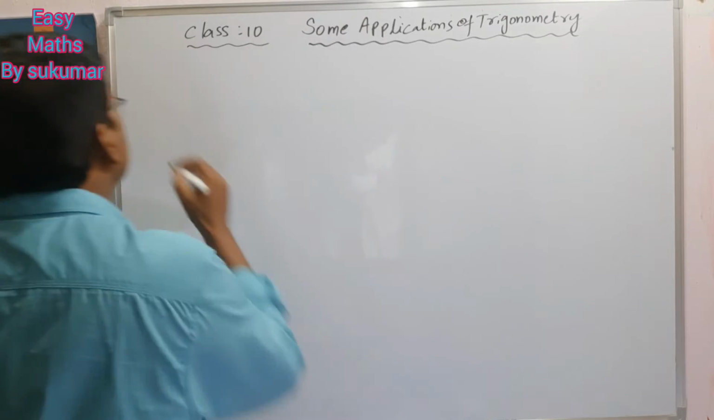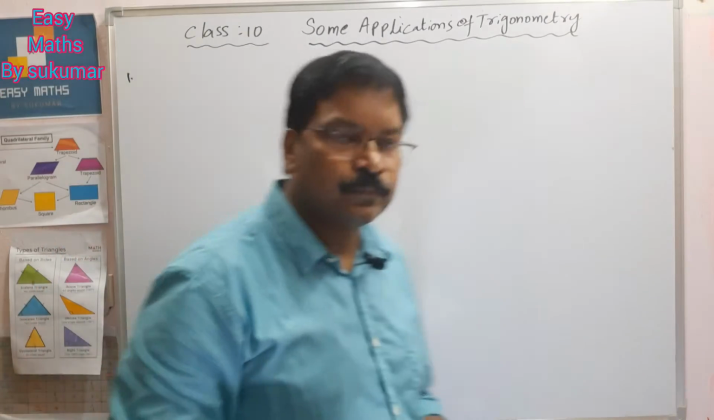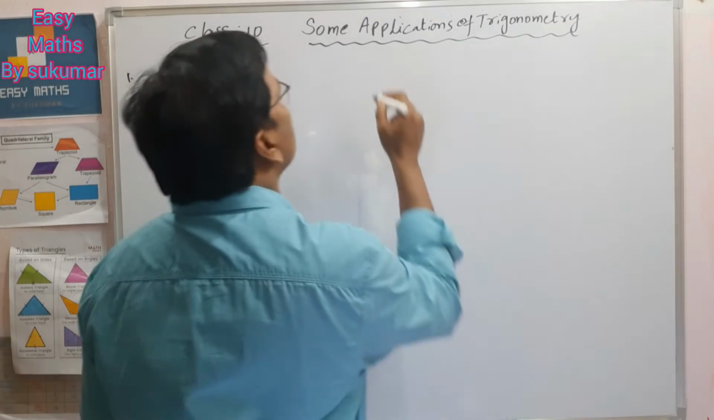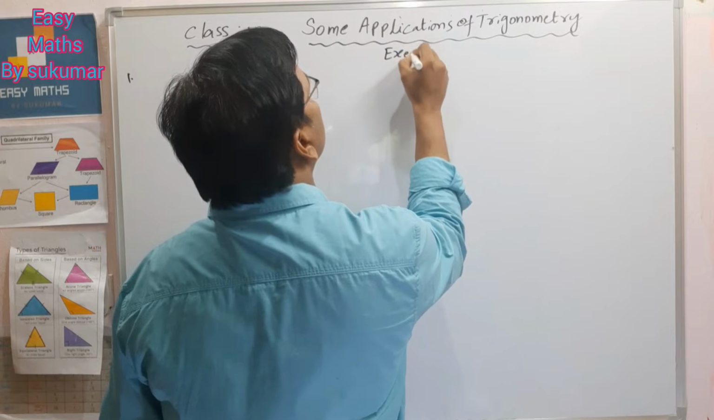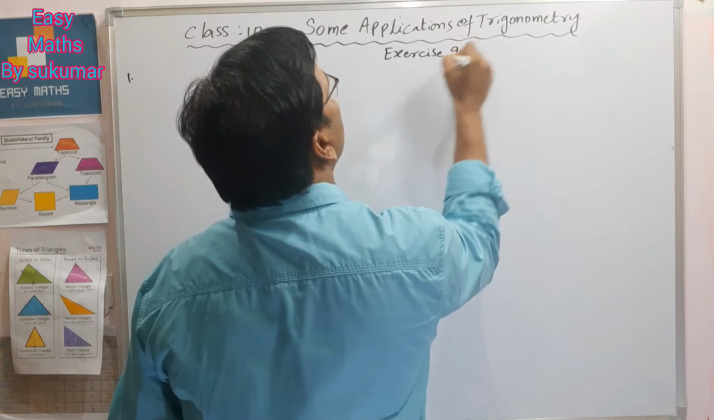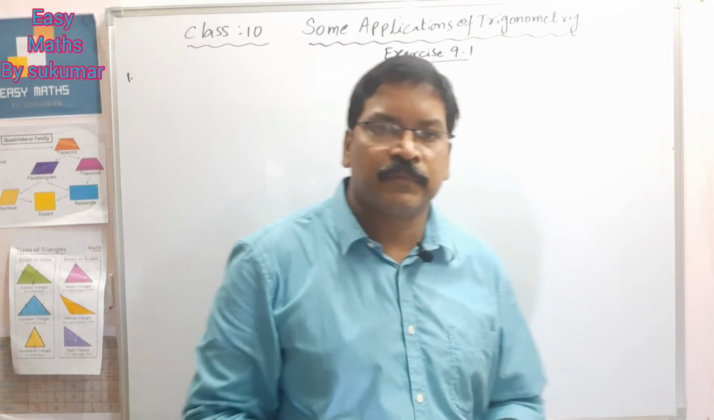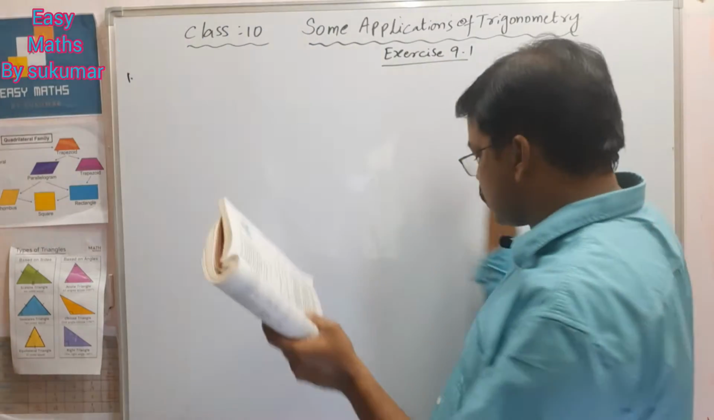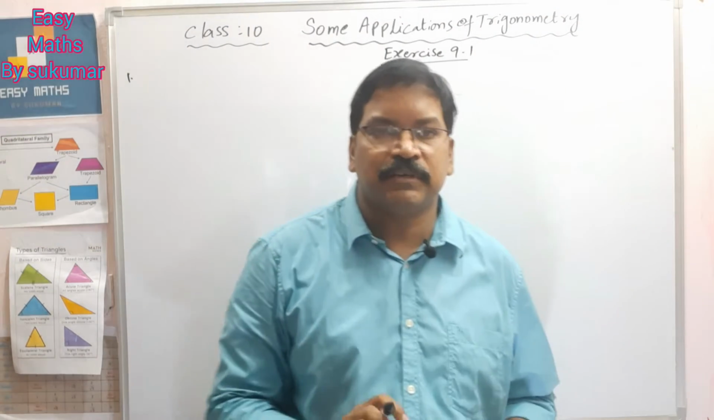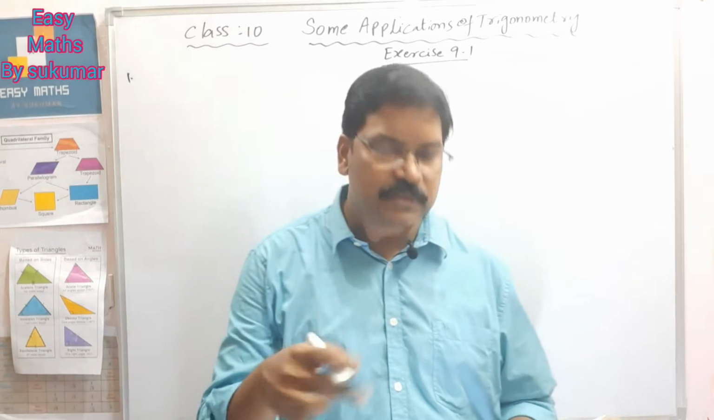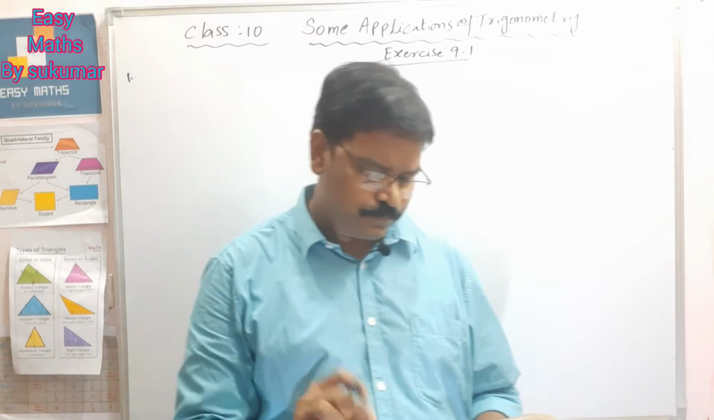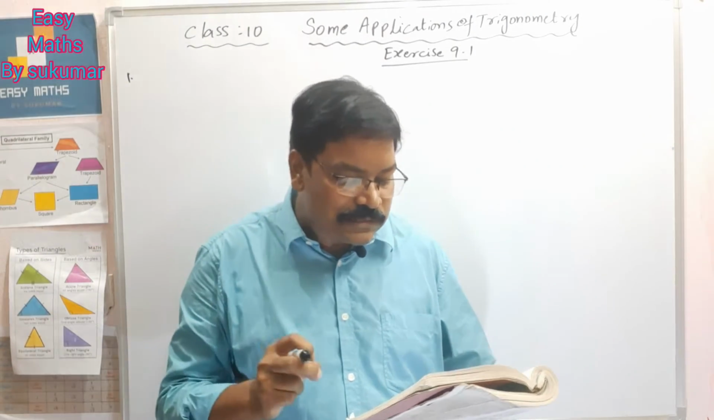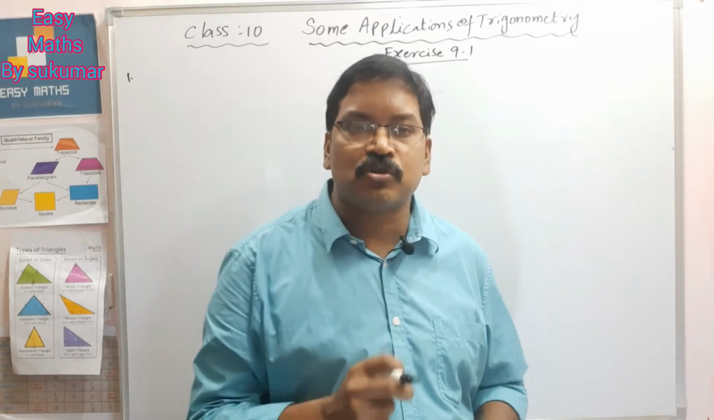Okay, see my dear students, here the first question of exercise 9.1 is, a circus artist. I cannot write the statement here. If I write the statement, then it occupies the full board. So I will give you one separate banner like that. See, my dear students, here a circus artist is climbing a 20 meters long rope.